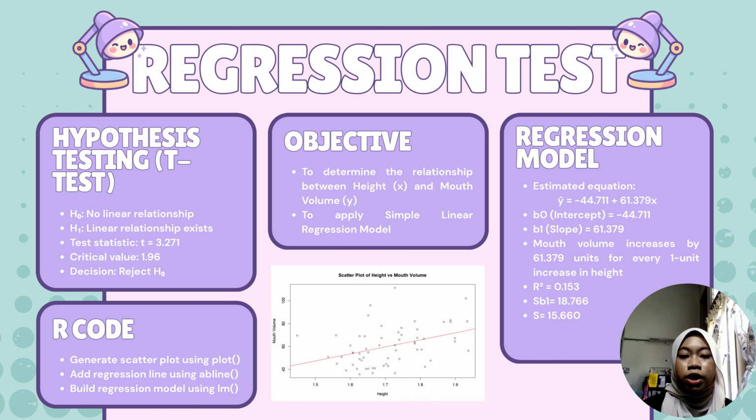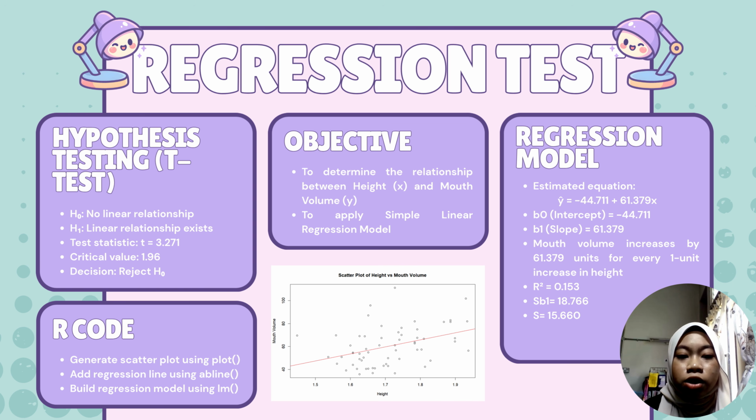From the scatter plot, we can observe a positive linear relationship, where mouth volume tends to increase as the height increases. A simple linear regression model is then created using the lm() function to estimate the relationship between the two variables, and we obtain coefficients of B0 equals negative 44.711 and B1 equals 61.379, giving the regression equation y hat equals negative 44.711 plus 61.379x. This means that for every 1 unit increase in height, the predicted mouth volume increases by approximately 61.379 units.